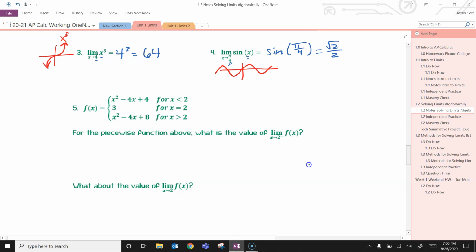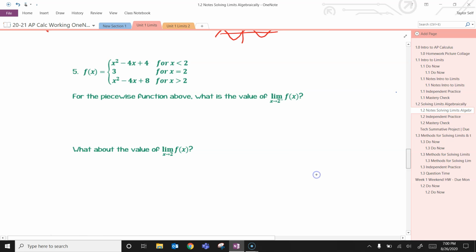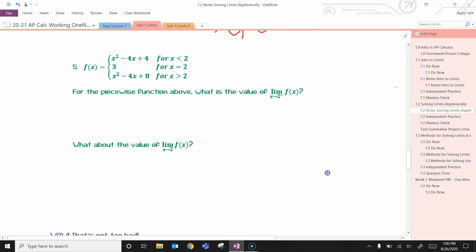What about piecewise functions? This is important. For the piecewise function above, what is the value of the limit as x approaches 2 from the left? Remember, this little negative sign means from the left. Get this problem down. If you can't write down this piecewise function fast enough, remember you can always go back in your OneNote.